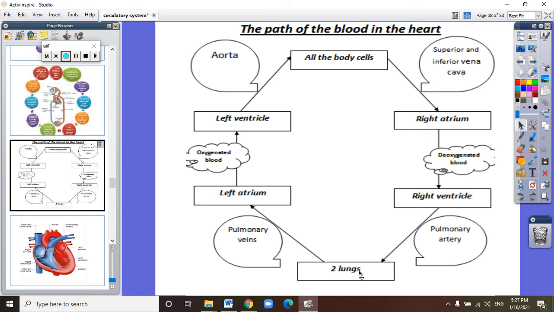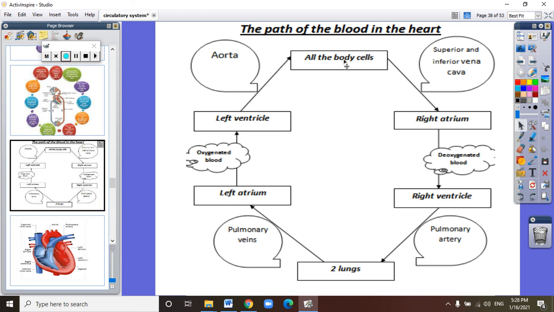The two lungs take the carbon dioxide from the blood and give the blood oxygen gas, so the blood changes from being deoxygenated blood into oxygenated blood. So here the blood becomes oxygenated blood and returns one more time to the heart through the pulmonary veins. The pulmonary veins take the oxygenated blood from the two lungs to the left atrium, and the left atrium pumps the blood through the valve to the left ventricle, and the left ventricle pumps the oxygenated blood through the aorta, and the aorta blood vessel pumps the oxygenated blood to all the body cells.